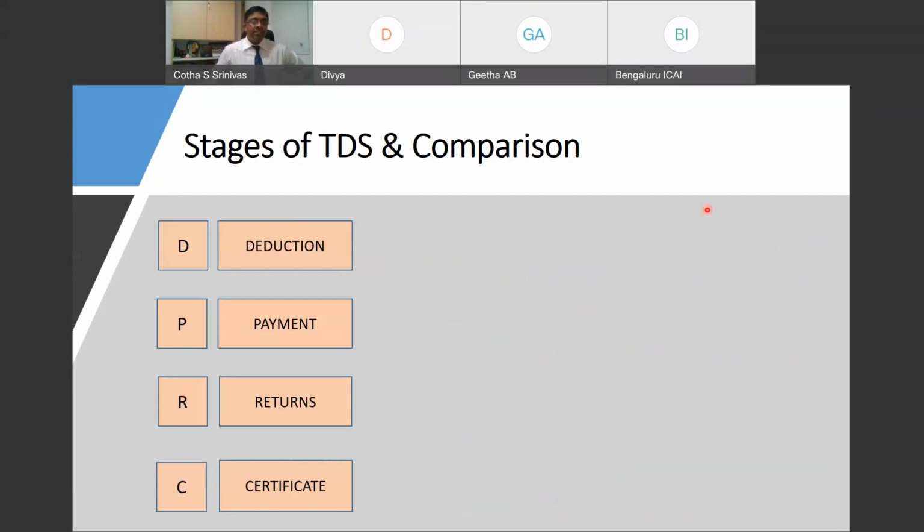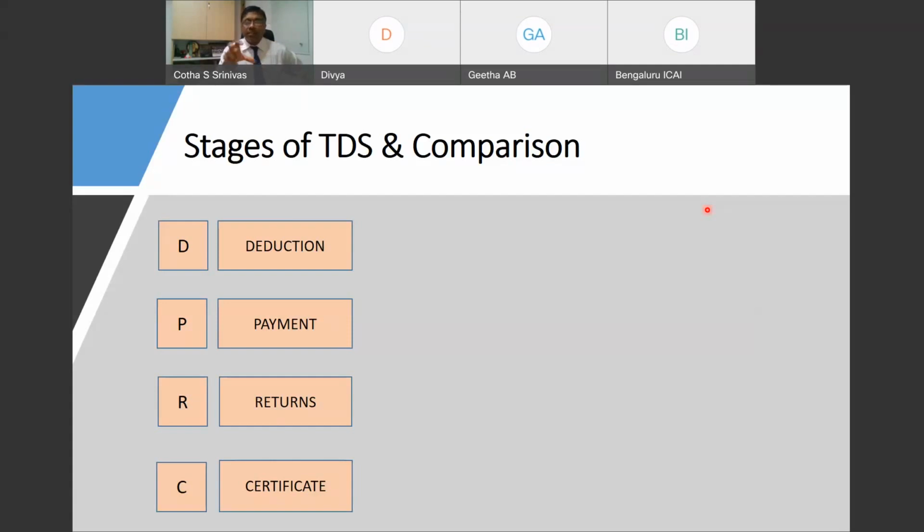Now we have understood these four stages: how it has to be done, when it has to be deducted, how it has to be paid, when it has to be paid, what returns have to be filed, what the periodicity and due dates are, and the due dates for the certificate. Now let us try to understand what happens if this is not done. A deductor has to do all these things.